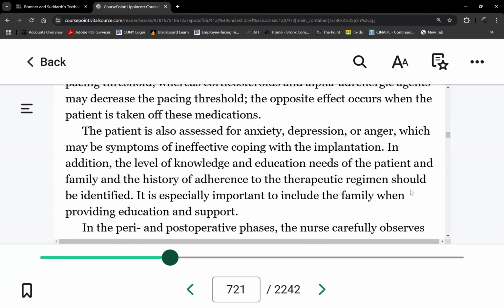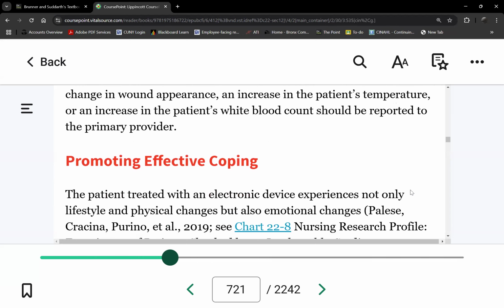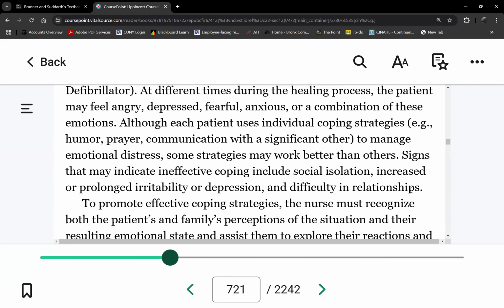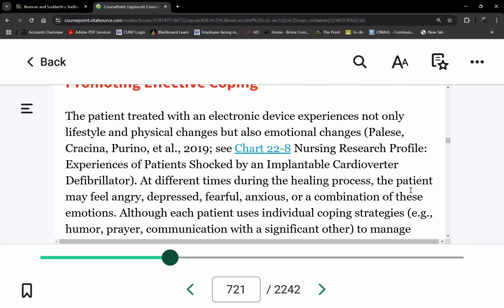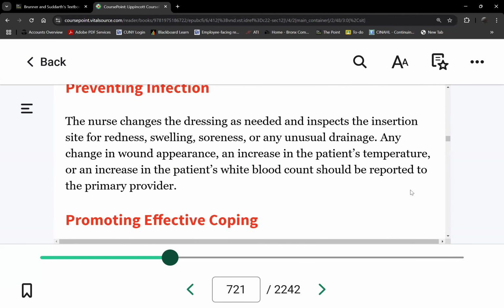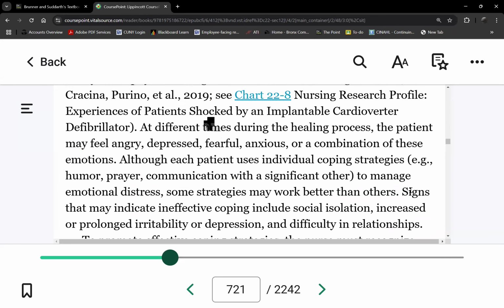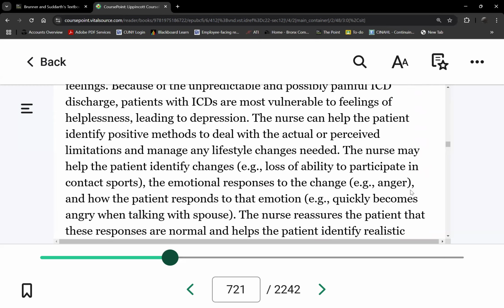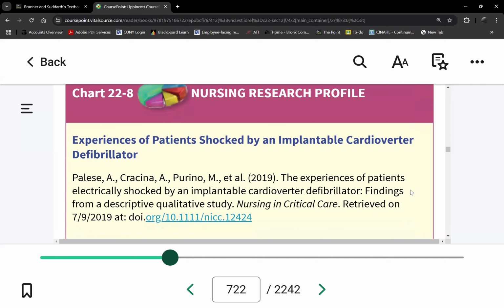And then the rest of the teaching will be right here, beginning here. So first we have preventing infection, and then we have effective coping. So here are some of your interventions. And here's your teaching in a summary. But again, most of them are in the paragraphs. This one is not very complete.